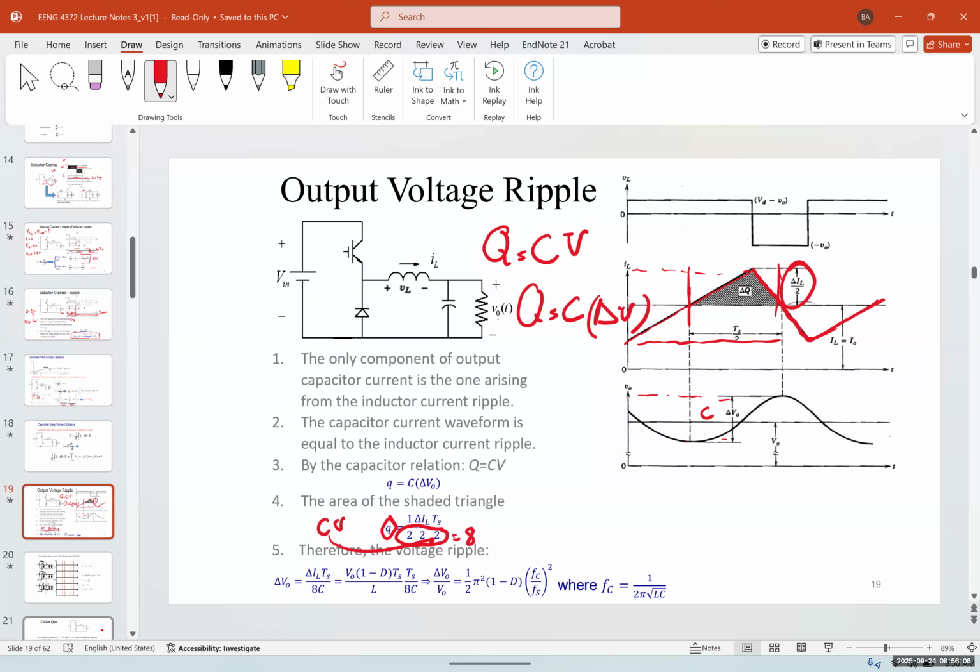And for delta IL, we had V out times (1 minus D) Ts over L, times Ts over 8C, which is going to be delta V out over V out, which is going to be half of pi squared times (1 minus D) times (fc over fs) squared, where fc is equal to 1 over 2 pi square root of LC. This is for the low pass filter that we have, the cutoff frequency, what we call it.